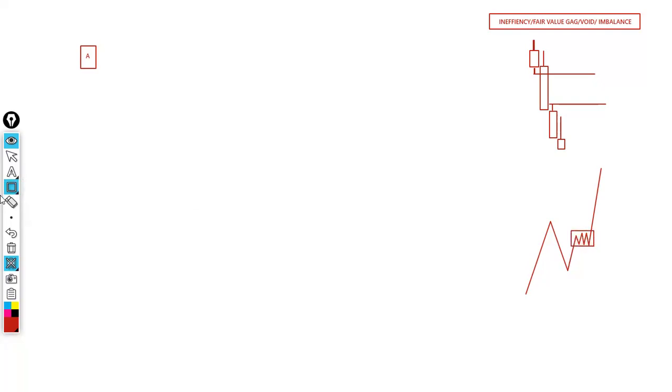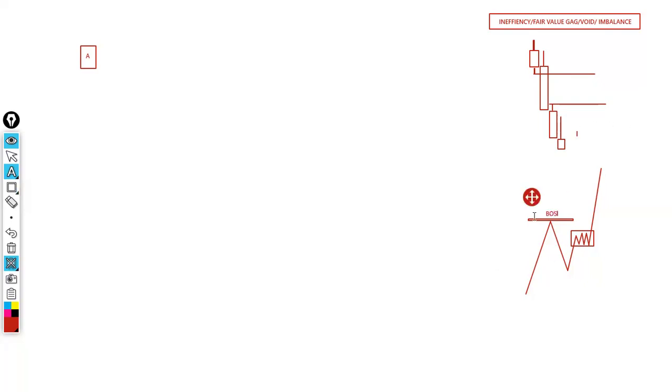This is a breaker block. Now, why am I calling it a breaker block? It is the last consolidation that happened before we saw a breakout. Now, why is that important? It means that there was a pause at this point, and this pause generated the momentum that caused the break of structure, that caused the breakout of this resistance.